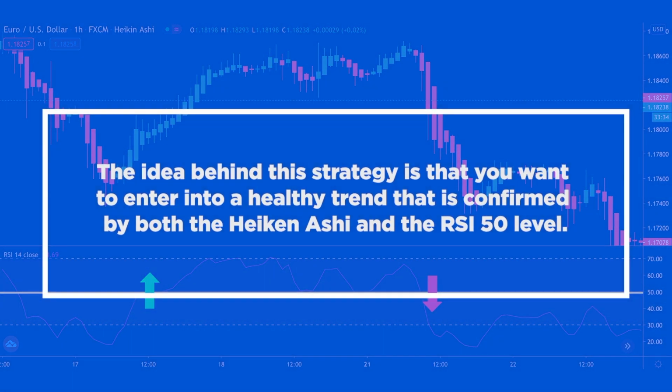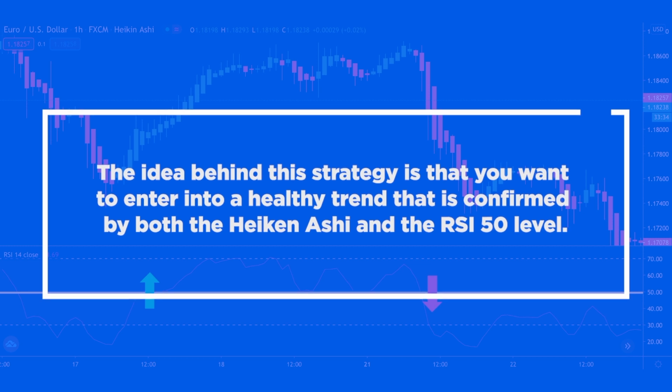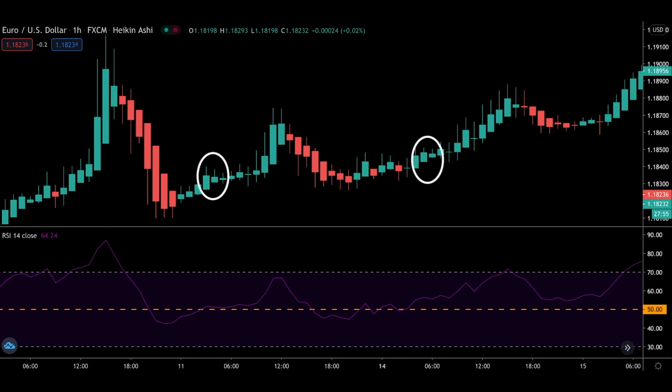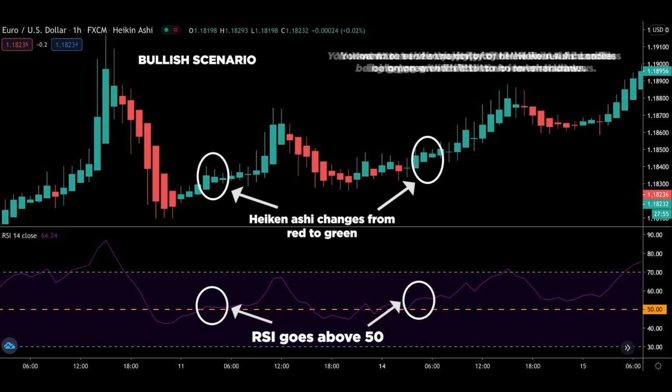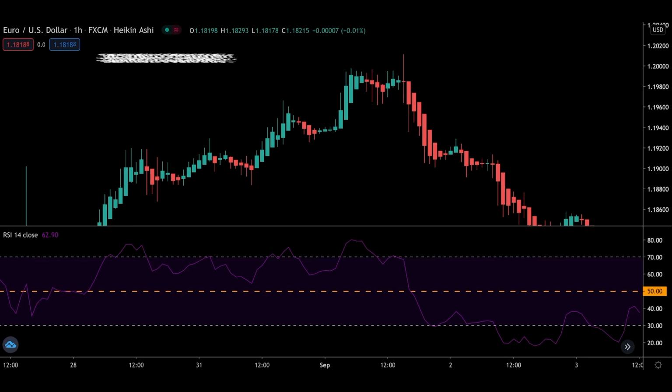The idea behind this strategy is that you want to enter into a healthy trend that is confirmed by both the Heiken Ashi and the RSI 50 level. You want to buy when the Heiken Ashi candle changes from red to green and the RSI goes above 50. You want to see the majority of the Heiken Ashi candles being green with little to no lower shadows. The opposite is true for a bearish scenario.